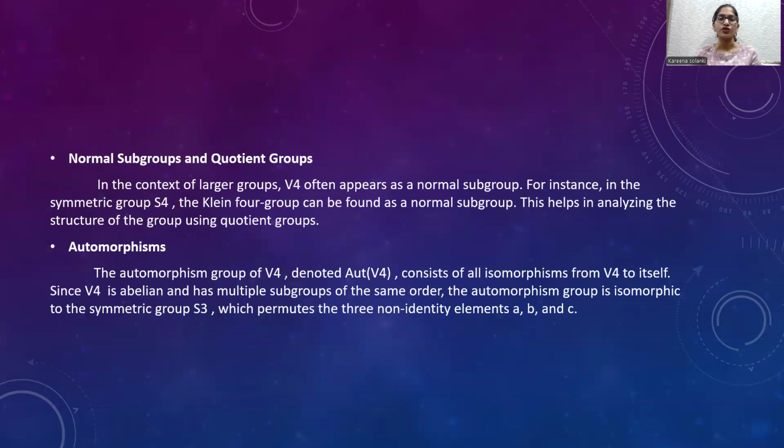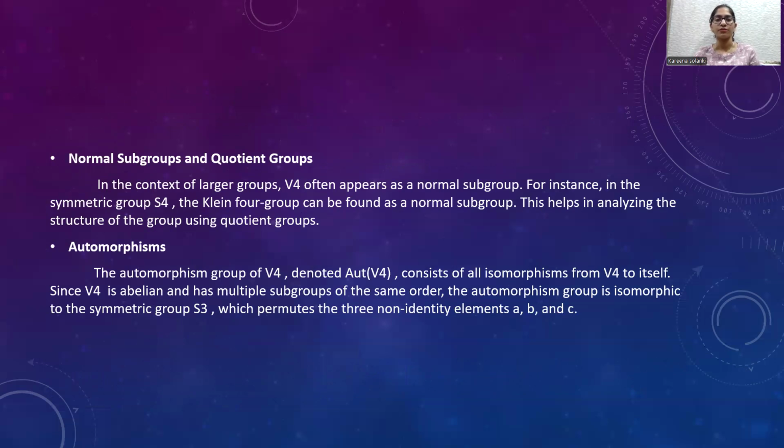Normal subgroups and quotient groups. In the context of larger groups, V4 often appears as a normal subgroup. For instance, in the symmetric group S4, the Klein 4 group can be found as a normal subgroup. This helps in analyzing the structure of the group using quotient groups.